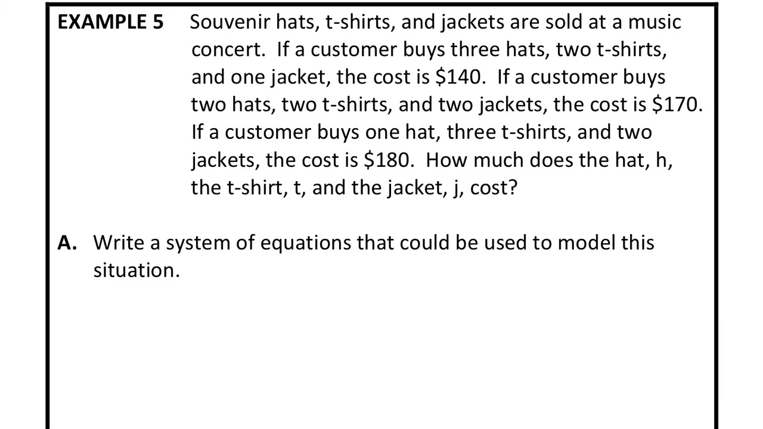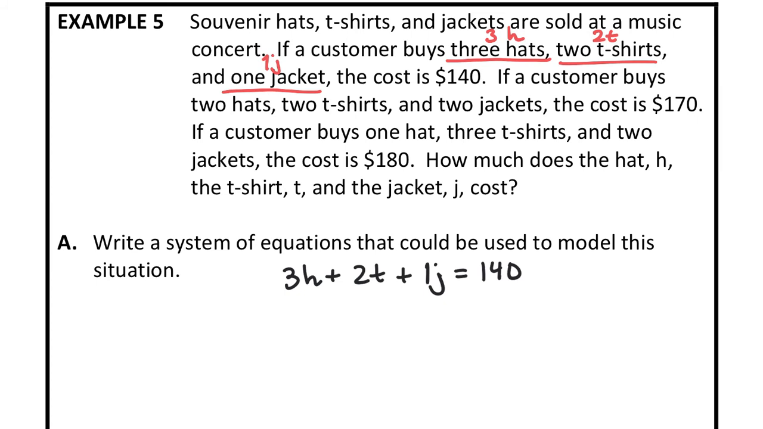Okay, so taking these three customer scenarios, right? If a customer buys 3 hats, 2 shirts, and 1 jacket, it's going to cost 140. So I already have an equation there. It's 3h plus 2t plus 1j equals 140.